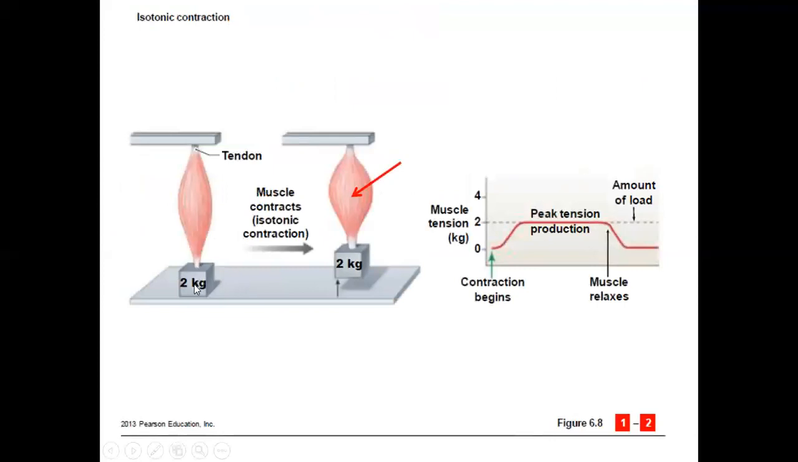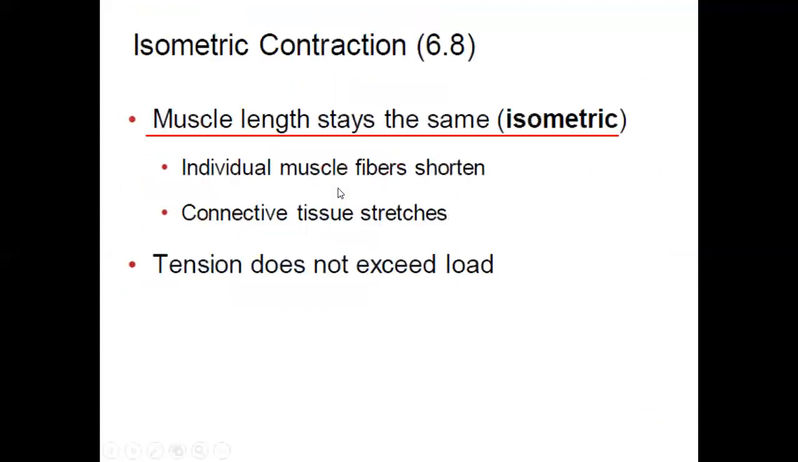So when the muscle contracts, it lifts that weight. That 2 kilograms is still 2 kilograms. So it's an isotonic contraction, same amount of tension, but the muscle shortens. So it was longer here and shorter here, right? That's an isotonic contraction. An isometric contraction is when the muscle is contracting, but the length of the muscle stays the same. So the individual muscle fibers can shorten, but the connective tissue stretches. So if the muscle fibers are shortening, but the connective tissue is just stretching, the whole muscle doesn't change shape.